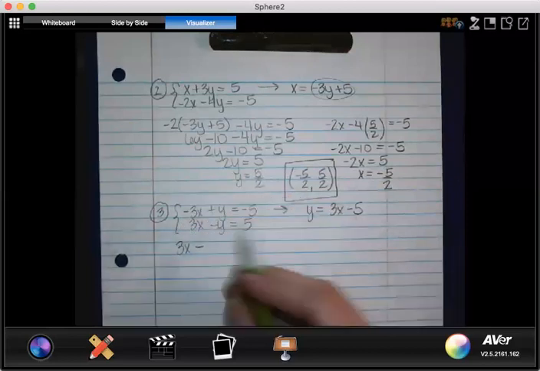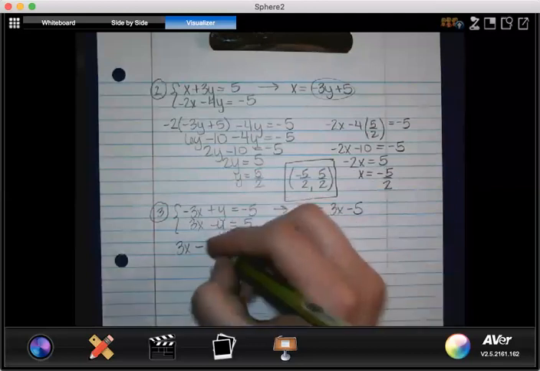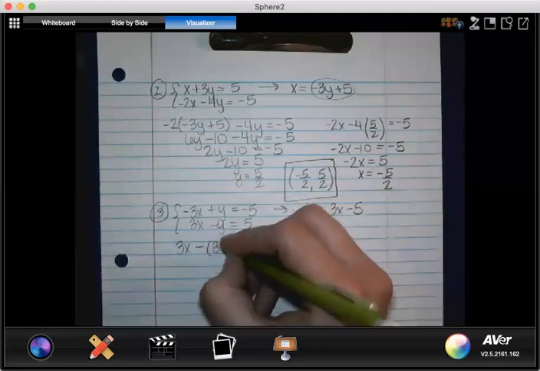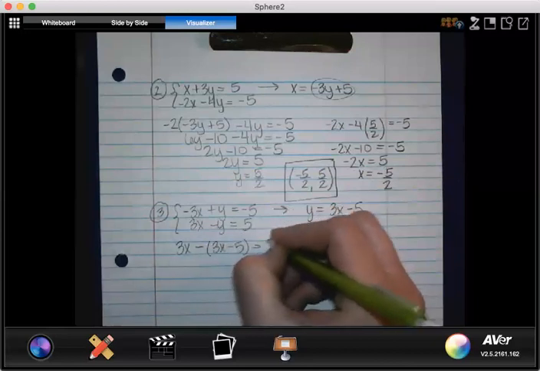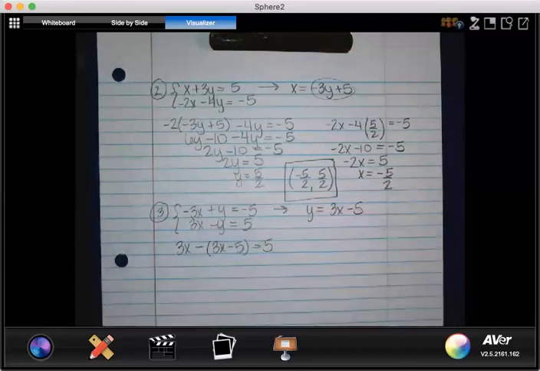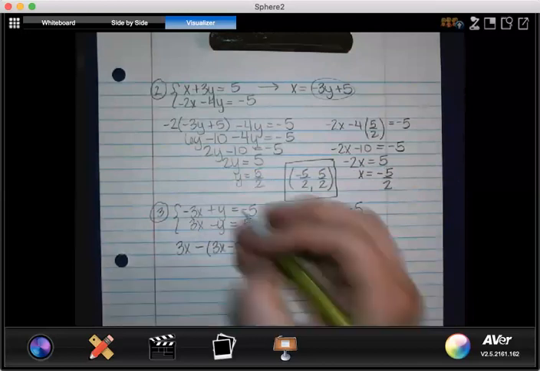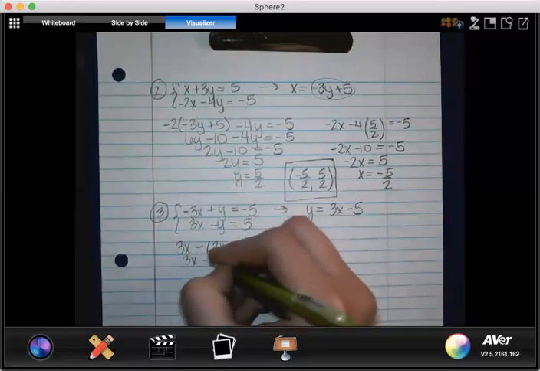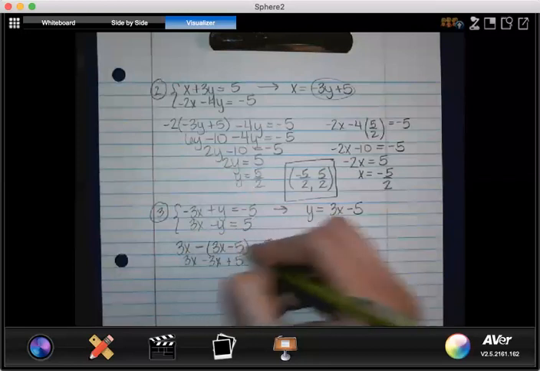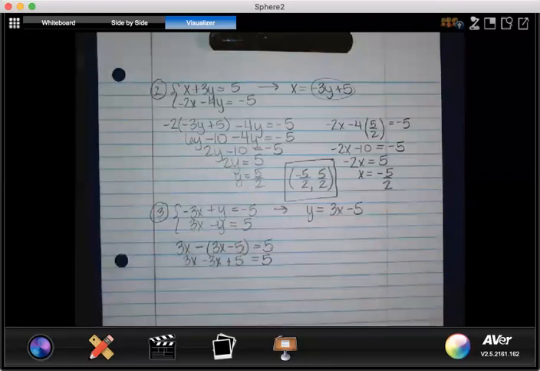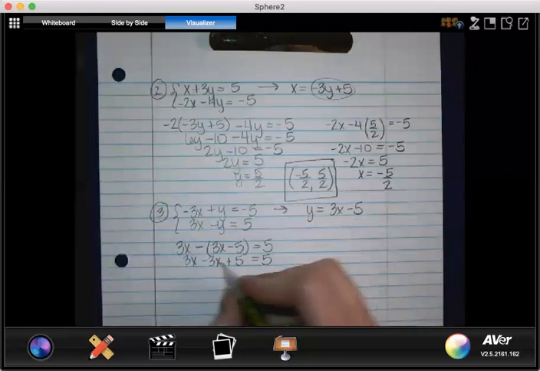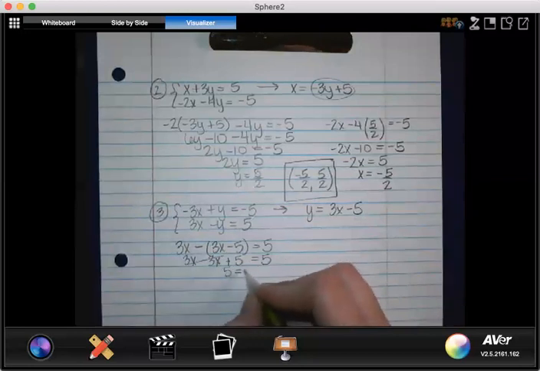3x minus y, so technically it'd be minus the quantity 3x minus 5. And then we need to distribute. 3x minus 3x plus 5 equals 5. Now when I go to simplify and combine like terms, what's going to happen here? 3x minus 3x is 0x, which means there's no more x's. And we would just be left with 5 equals 5.